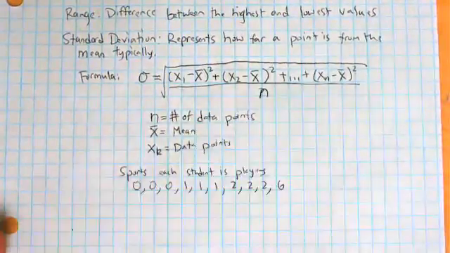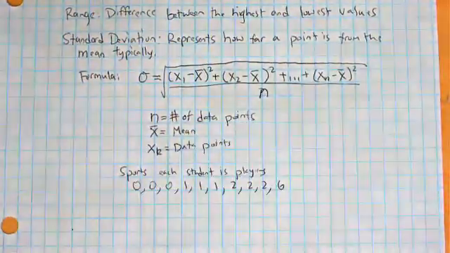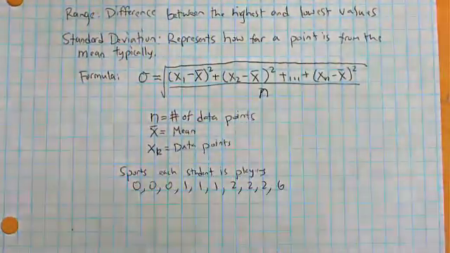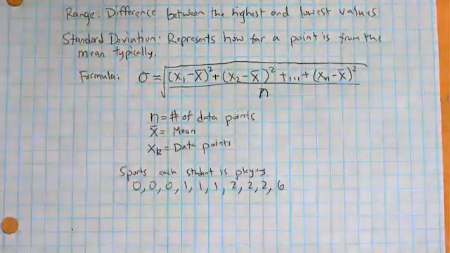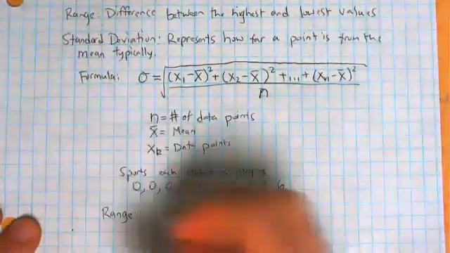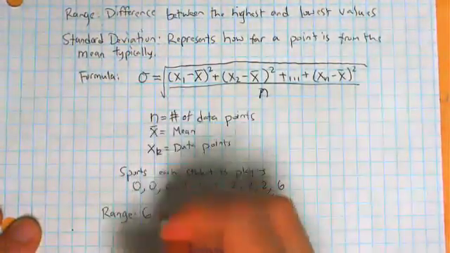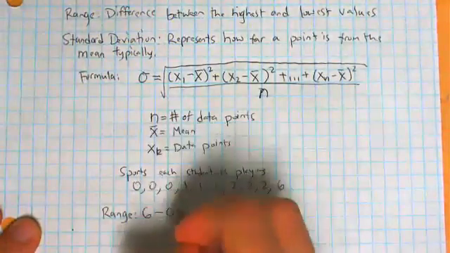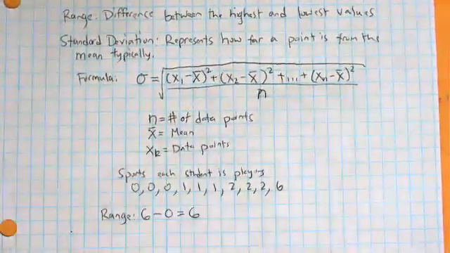There we go. There's our data set: 0, 0, 0, 1, 1, 1, 2, 2, 2, 6. The first thing we need to do is find the range. The range is thankfully really easy because our highest number is 6, our lowest number is 0, and 6 minus 0 is 6. We have a range of 6 sports.